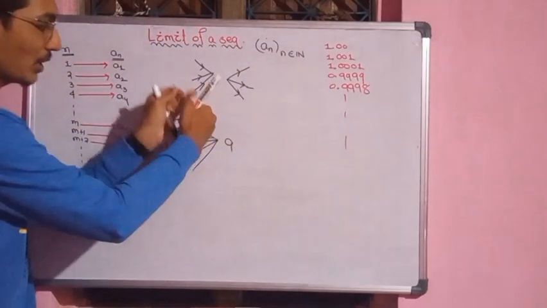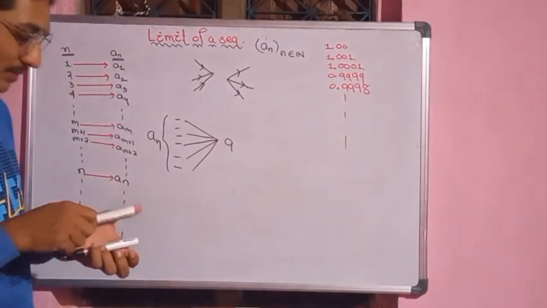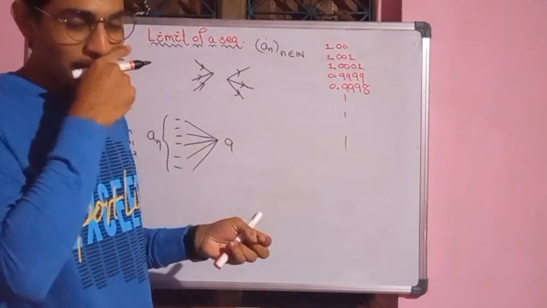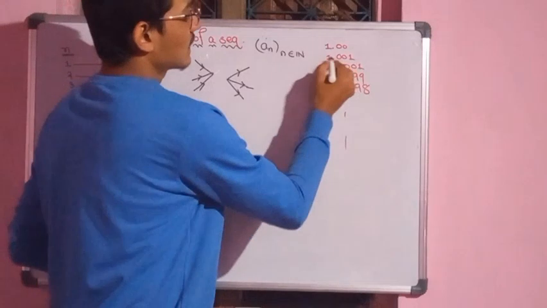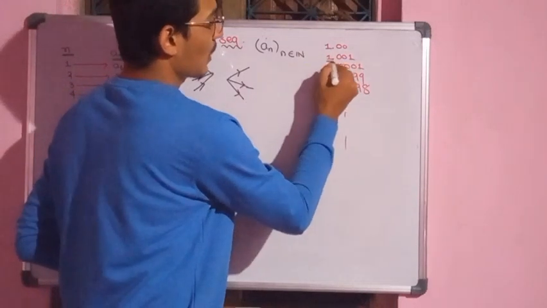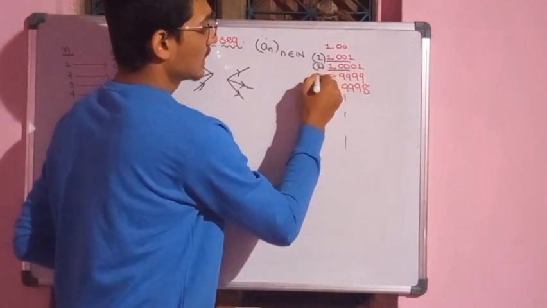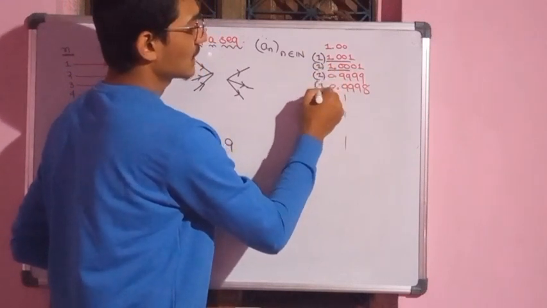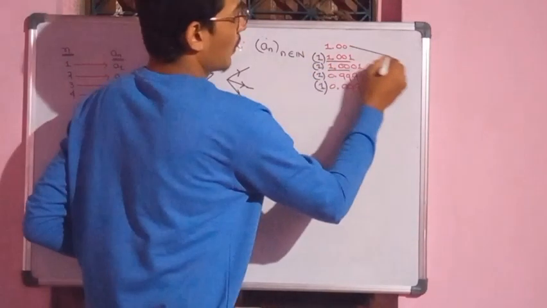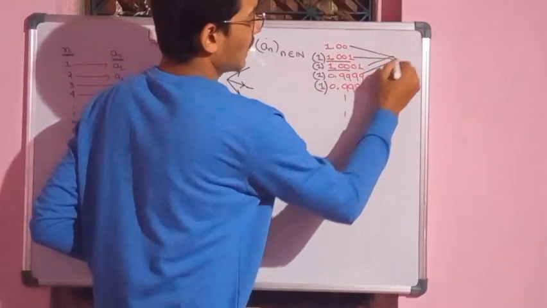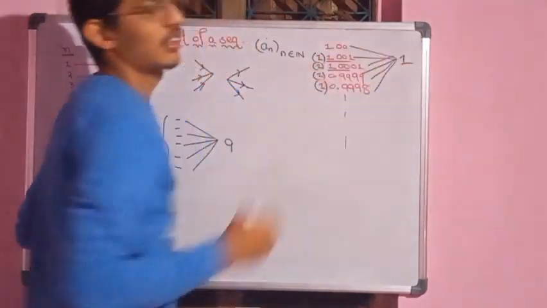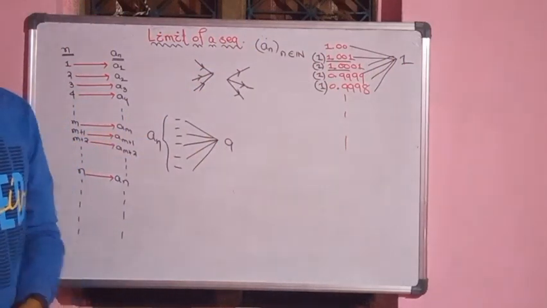That does not mean we have to keep a converging lens here. So we have to use approximation. Can I approximate this number as 1? Same for this, same for this, as well as this. So I can say all the terms of my sequence are converging to 1. So this is called convergence.